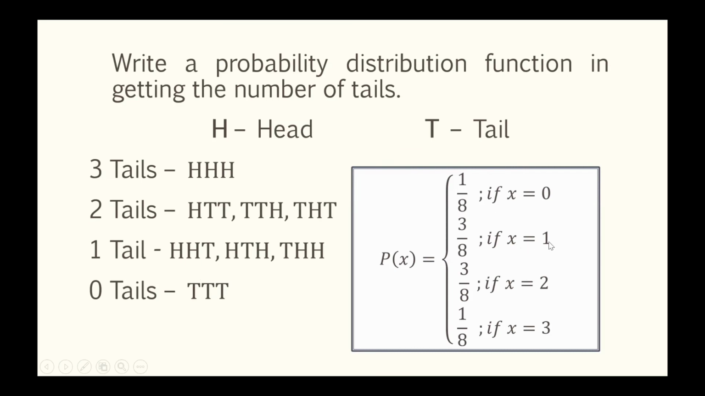If x is 1, or 1 tail, there are 3 outcomes out of 8, so that is 3 over 8. If x is 2, then there are 1, 2, 3 outcomes out of 8 outcomes, so 3 over 8. And if the number of tails is 3, then there's only one outcome. That is 1 over 8. 3 tails, 3 T's, and 0 tails, there are 3 heads.